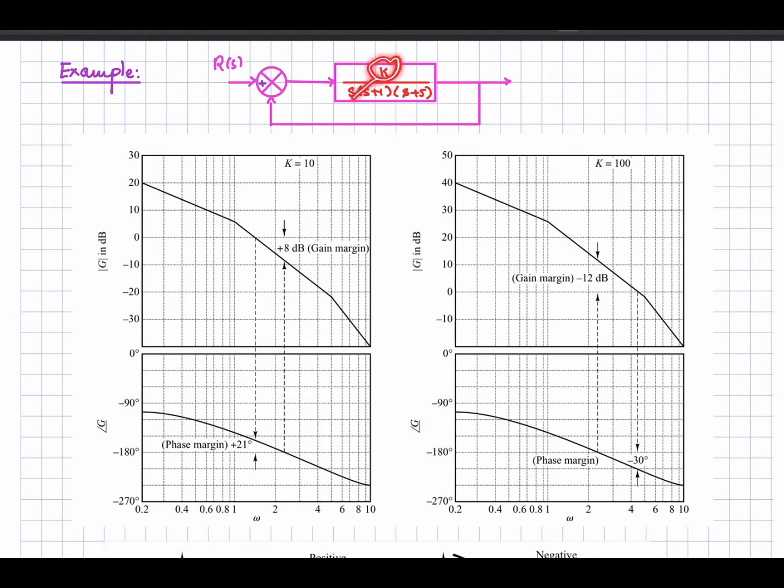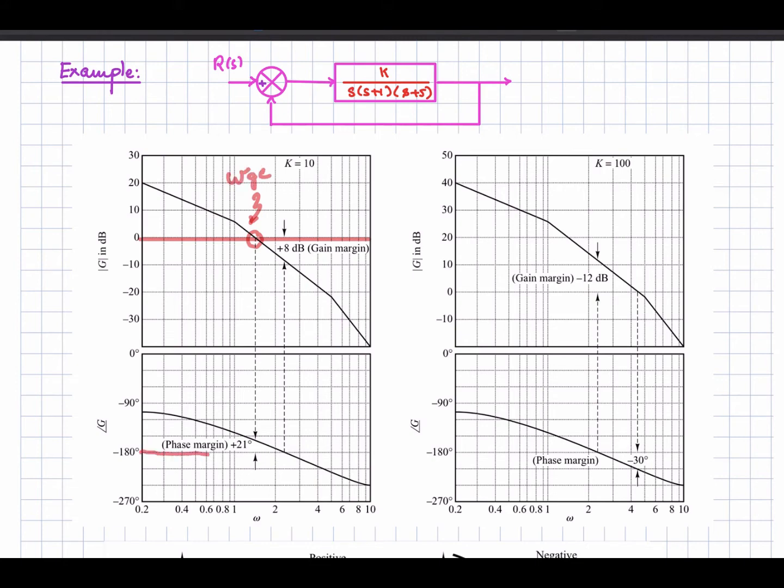First of all, we are going to consider this gain is equal to 10. So if the gain is equal to 10, your Bode plot is like this. Over here, if I observe this one, this is the 0 dB line, right? And at this frequency, your gain is going to become 0, so this is the gain crossover frequency, right?